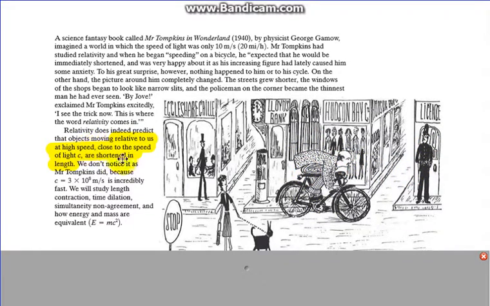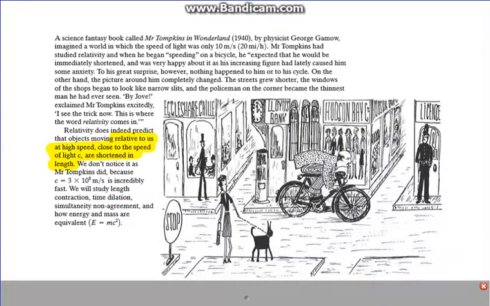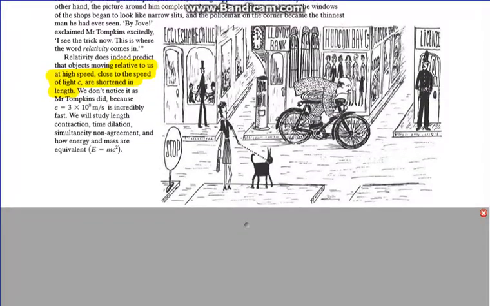So relativity does indeed predict that objects moving relative to us at high speed, close to the speed of light, or little c, are shortened in length. We don't notice it as Mr. Tompkins did because c is actually a very high number. We'll study length contraction and time dilation and a couple of other things here. Okay, so that's kind of the preamble there.